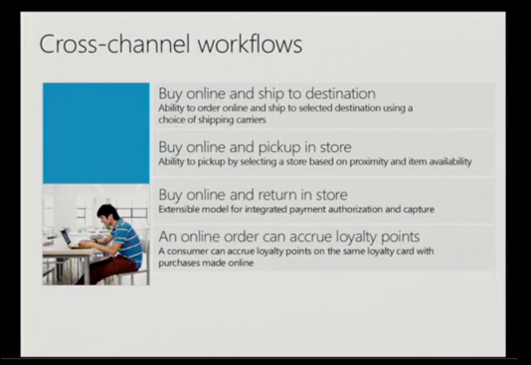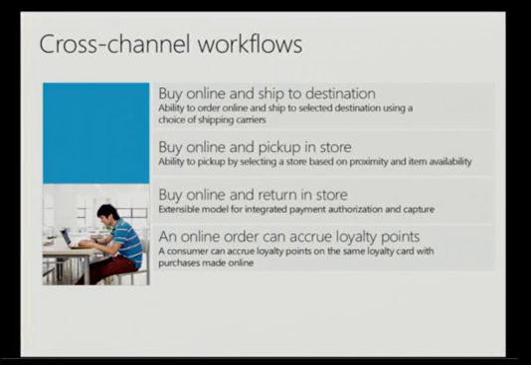So the first one is about buy online and ship to destination. So we have the ability to order online and ship to a selected destination using a choice of shipping carriers. We saw how we can configure all of this in AX. We will see, I think, tomorrow how we can add new carrier integrations and the CRT customization. But we'll see in the online store today how this is available to the consumer. They can select a shipping destination and go with it.